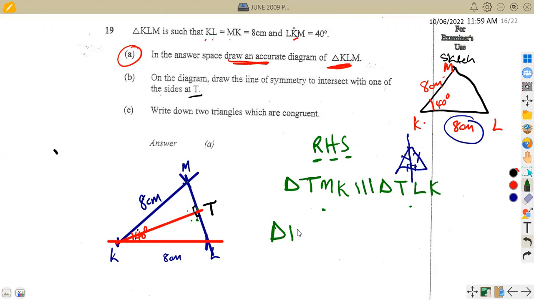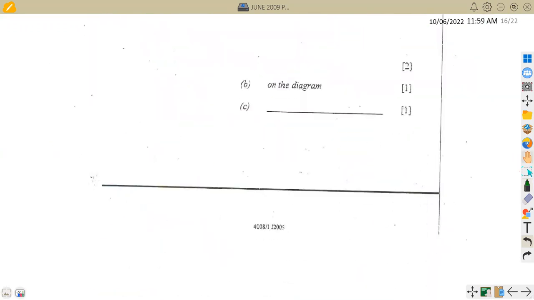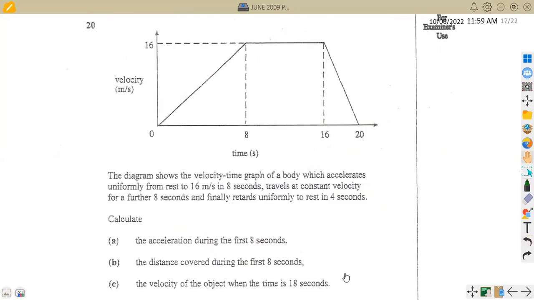This one, KMT, is actually congruent to, from K to M to T is going to be KLT, triangle KLT. So guys, I don't know which pair. If you manage to observe that one, let us know in the comment section. Maybe it's going to help us.